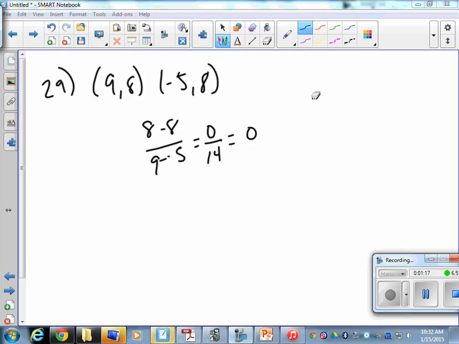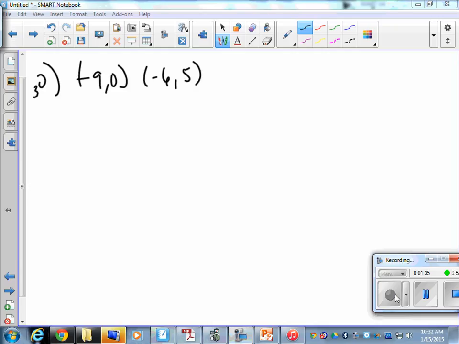Any line that has a slope of 0 is horizontal. They always are y equals something. So what I need to do is look at my points and see what y is equal to. And if you'll notice, they both have a y value that's 8. So y is equal to 8. That's the equation of my line in number 29.